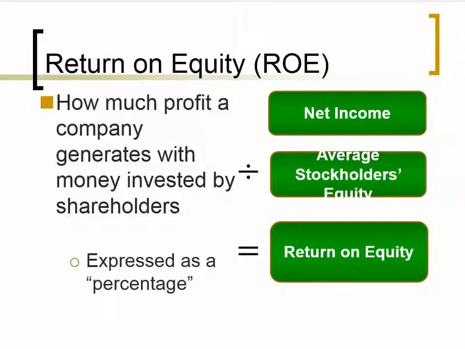And then return on equity. This is a pretty commonly used ratio as well. Net income divided by average stockholders' equity gives us return on equity. How good is the company at using the assets invested by stockholders to generate net income? Higher number will be better.